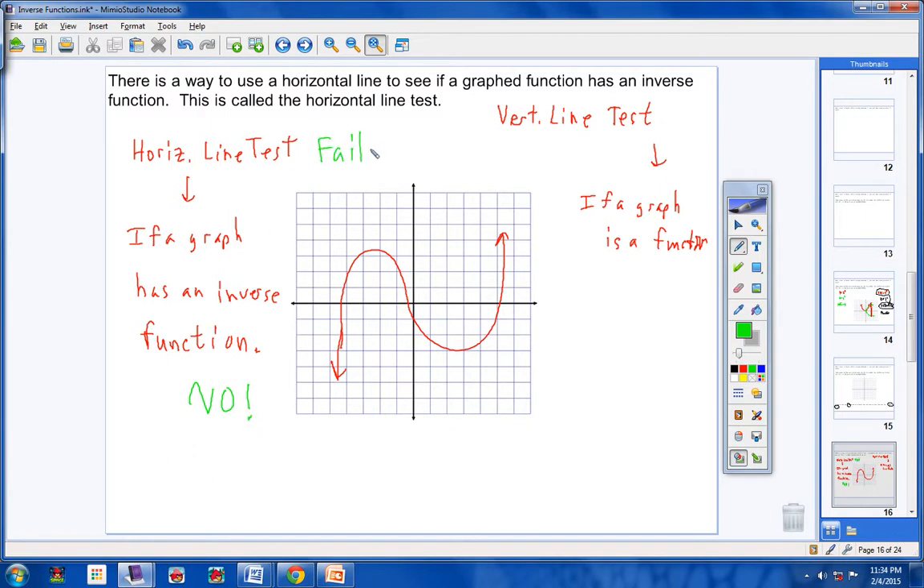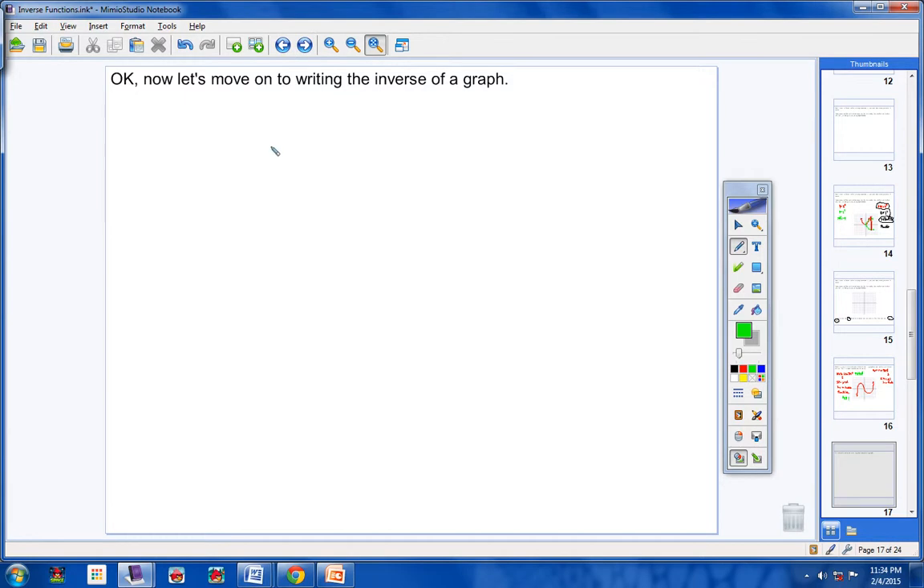Now guys, I know I'm not the best teacher around, but I hope this makes sense. Okay? Understand the difference. Take good notes on this. Vertical line test tells you if the graph is a function. The horizontal line test tells you if the graph has an inverse function. Alright, now let's continue on. Let's move on now to writing the inverse of a graph.